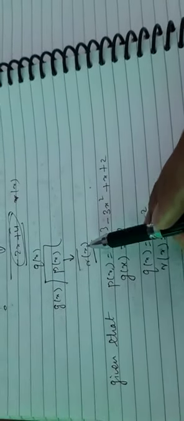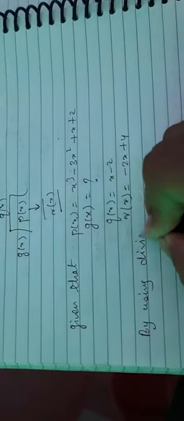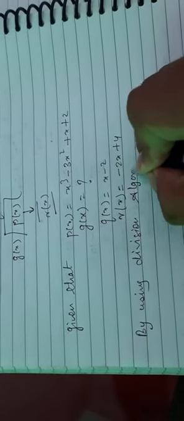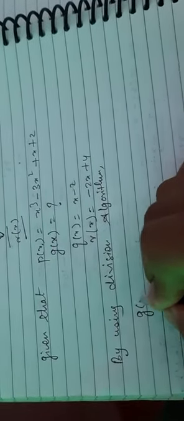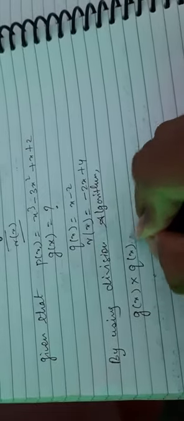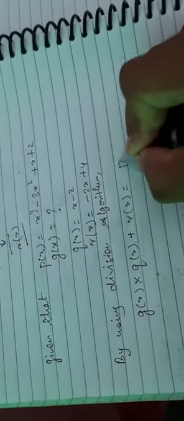g(x) is not given, so we will write a question mark. q(x) is given, x minus 2, and r(x) is given, minus 2x plus 4. The remainder is minus 2x plus 4. They are called dividend, divisor, quotient and remainder. So by using the division algorithm, I taught g(x) into q(x) plus r(x) is equal to p(x).